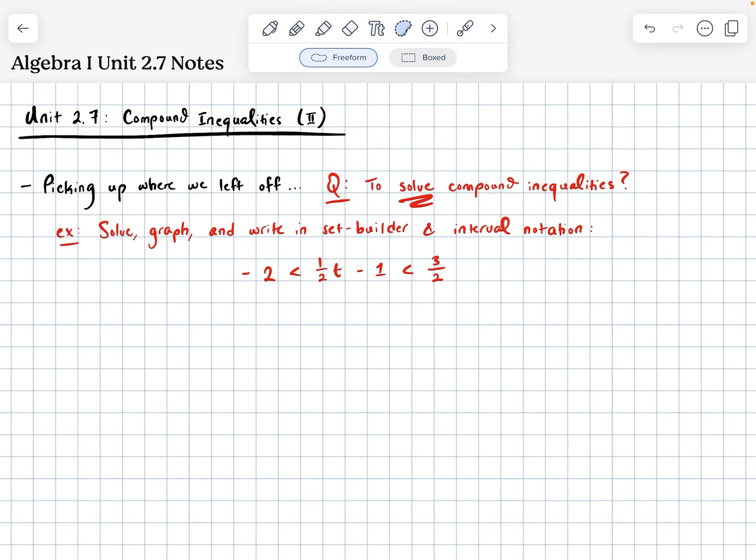Today, we're going to pick up right where we left off. We want to continue to get at that big question from last time. With everything we know about these compound inequalities, how do we go about accomplishing our goal of solving them?